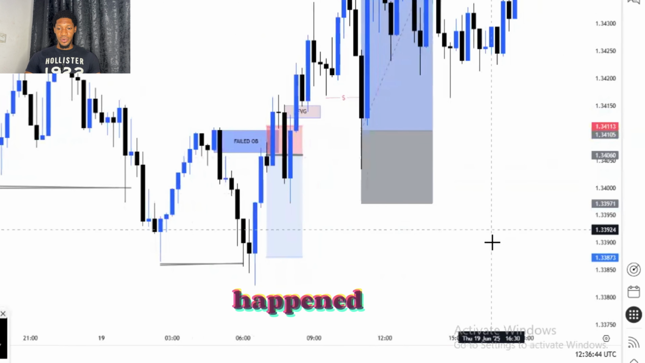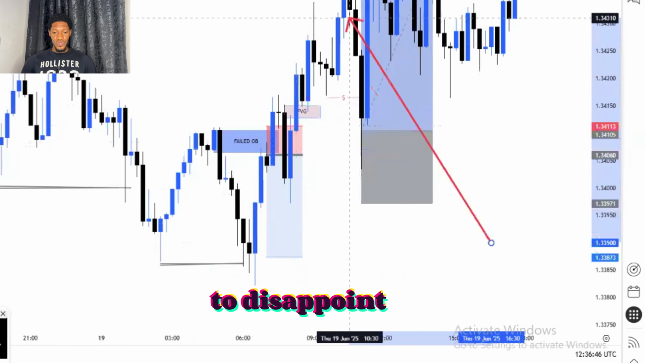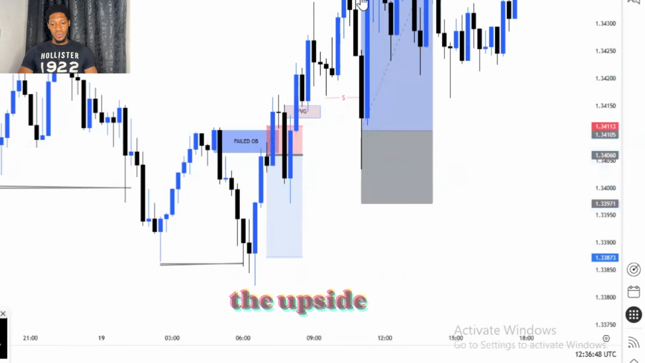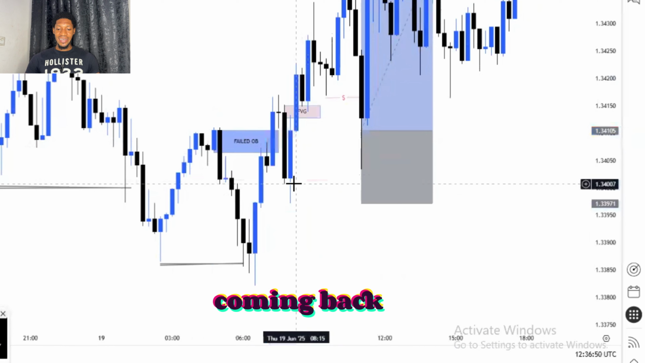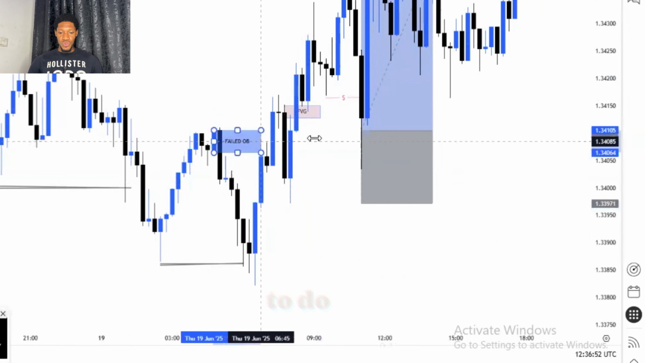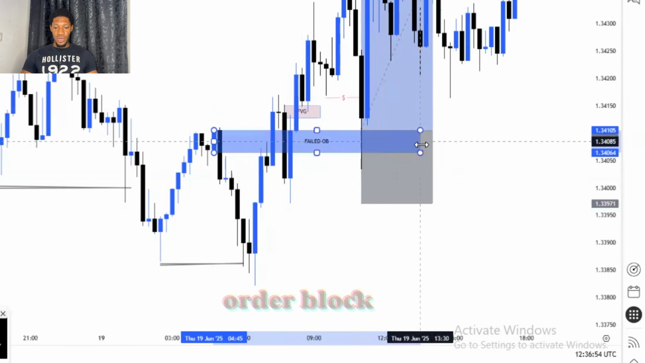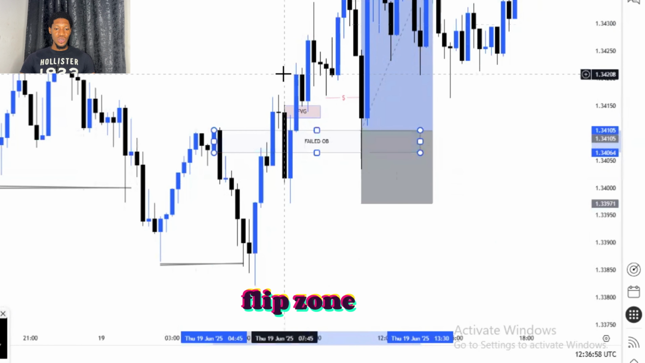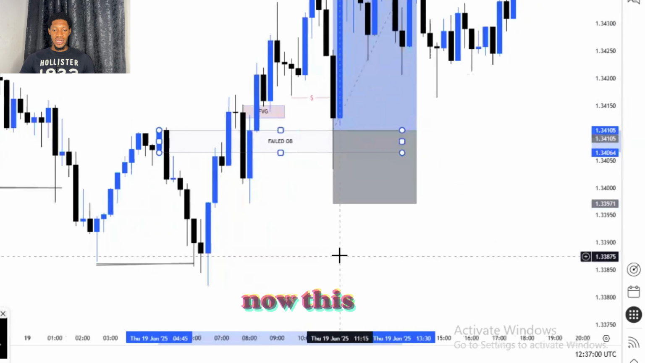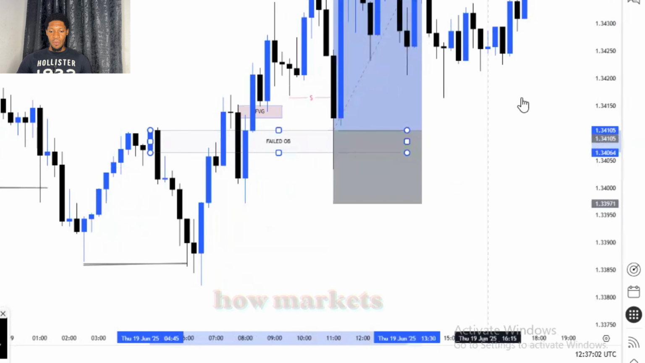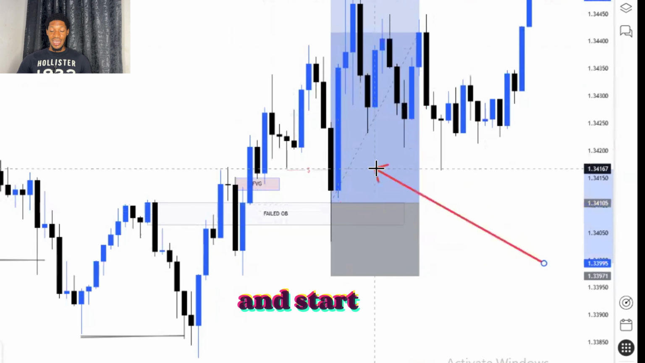But then again, what happened? The market has to disappoint you, take out your stop losses and start moving to the upside. So now as soon as price is coming back there, all I want you to do is to extend that fade order block to the future and name it either flip zone or fade order block. Okay, so now this is a fade order block right here. See how the market mitigates us around here and starts moving to the upside.